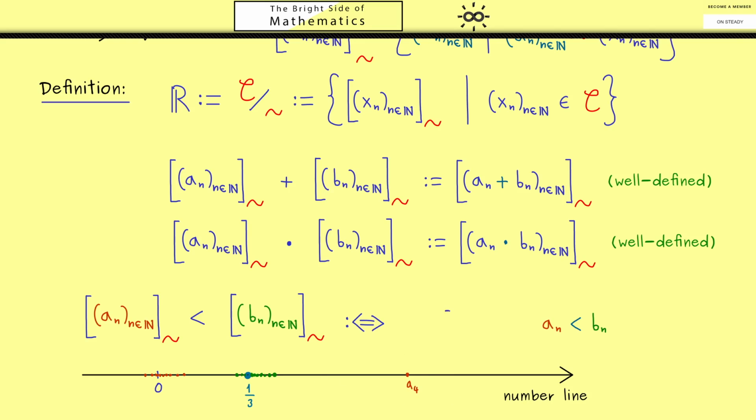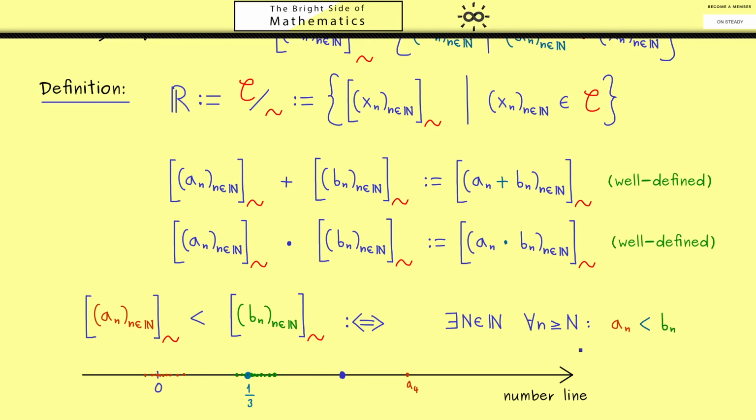Therefore, we would write there exists a capital N, such that for all indices greater than capital N, we have an is less than bn. Okay, this now looks better, but it is still not correct. In order to see this, just imagine one point on a number line where the sequence bn comes from above and the sequence an comes from below. So they should describe the same point, but this one is still fulfilled.